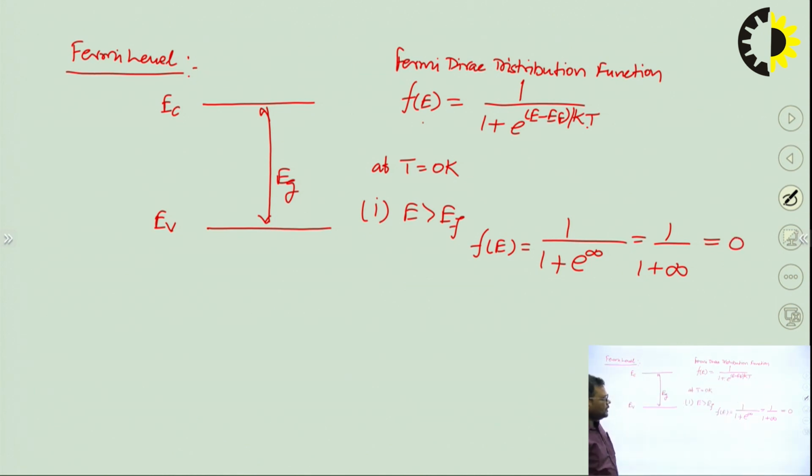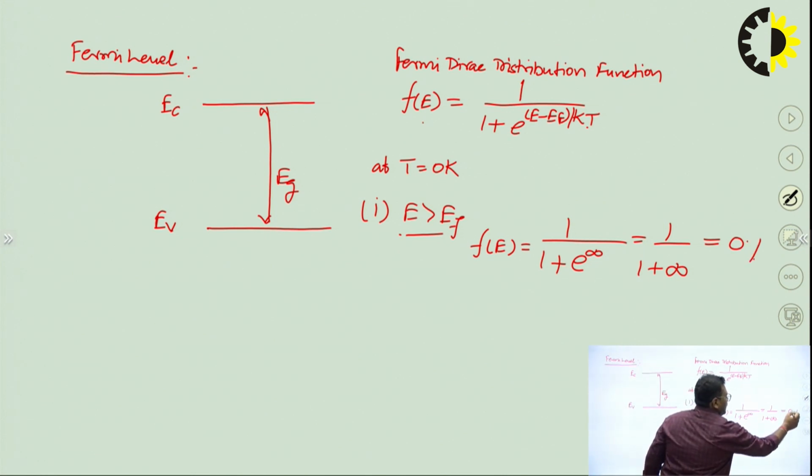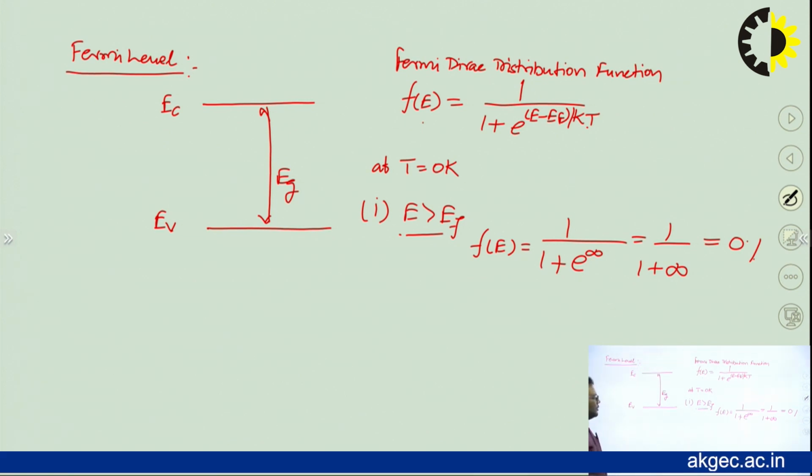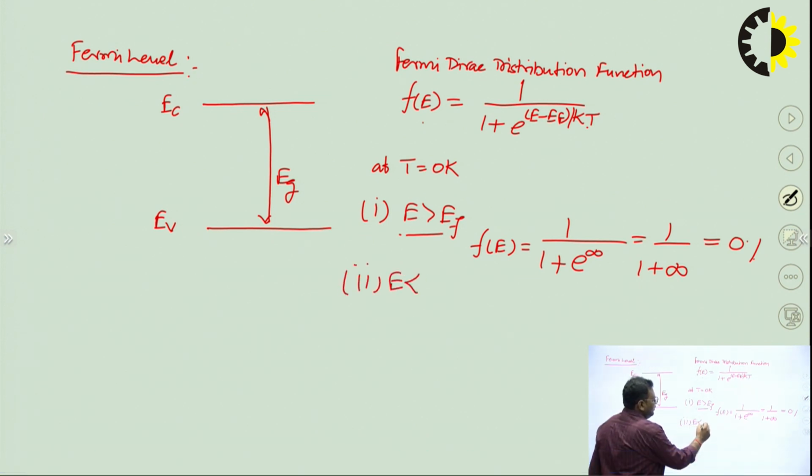So the probability that any electron has energy more than the Fermi level is 0% only. There will be no electron lying above the Fermi level at 0 Kelvin. Now the second case: the energy of the electron is less than the Fermi energy. Let's discuss this case. What is the probability for this condition?